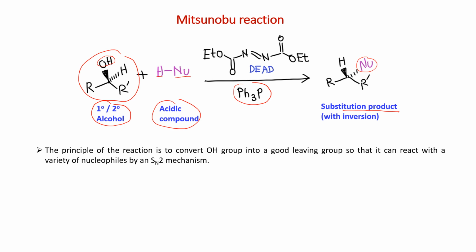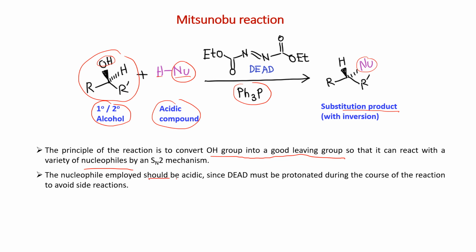So what are the important features? The principle of the reaction is to convert the OH group into a good leaving group. That is why we have taken this type of reagent combination, because OH itself is not a very good leaving group. After it is converted to a good leaving group, it will react with a variety of nucleophiles, depending on the nature of this Nu, and this involves an SN2 mechanism.